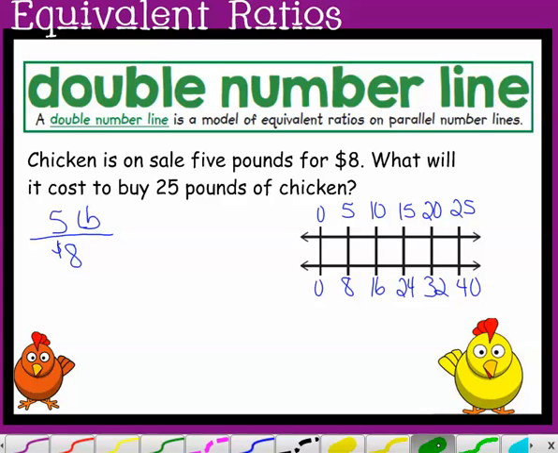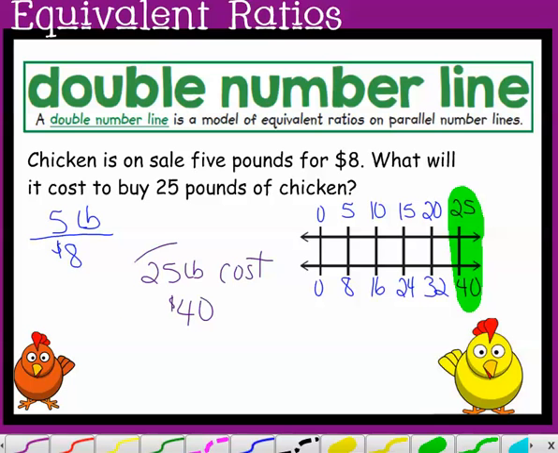Right here at the 25 pound mark, I know that the chicken is going to cost me $40. So our answer is going to be 25 pounds cost $40.